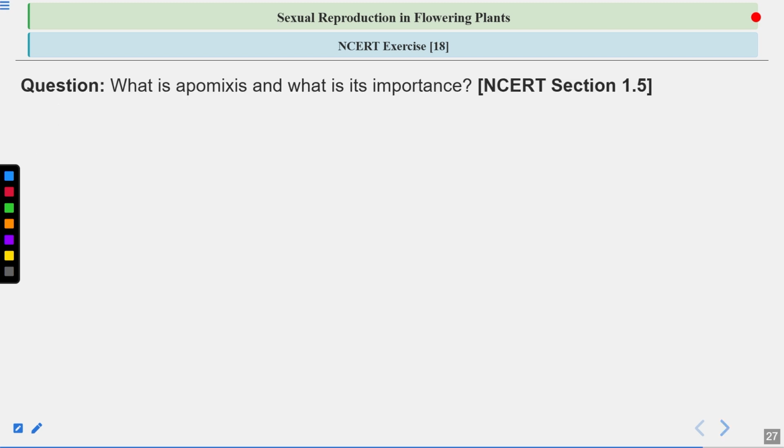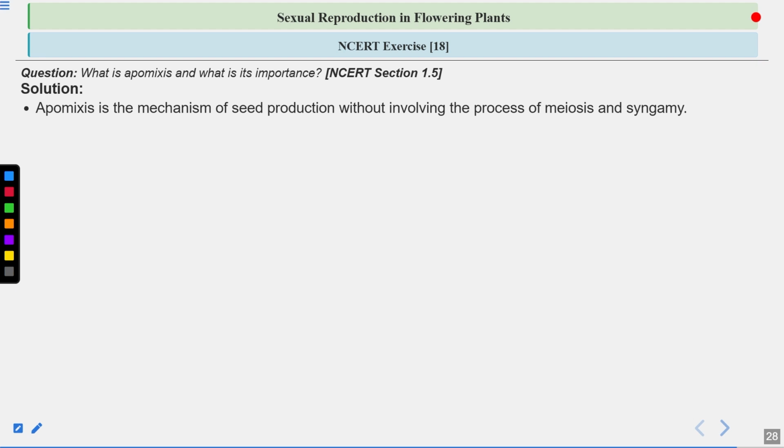Now the last question, what is apomixis and what is its importance? This question is from section 1.5. Apomixis is the mechanism of seed production without involving the process of meiosis and syngamy. So here you can see no meiosis and no syngamy. No fertilization has taken place, but still there is a formation of embryo. So that is apomixis. So seed production is there.